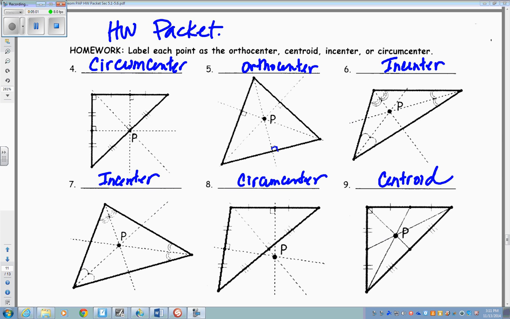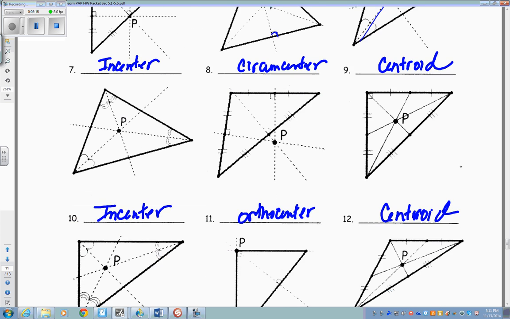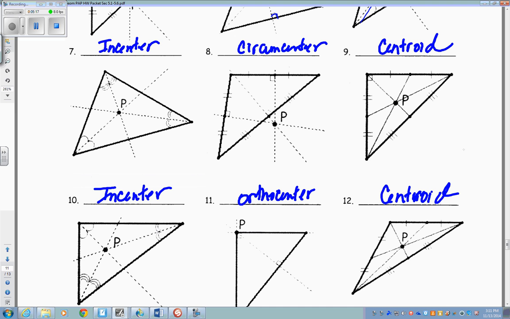Okay? All right, 6 is an in-center because they're all angle bisectors. This is showing you an angle bisector. That's an angle bisector. That's an angle bisector. 7 was an in-center as well because they're all angle bisectors. You might want to write why if you're getting them wrong. 8, circumcenter because they're all perpendicular bisectors.